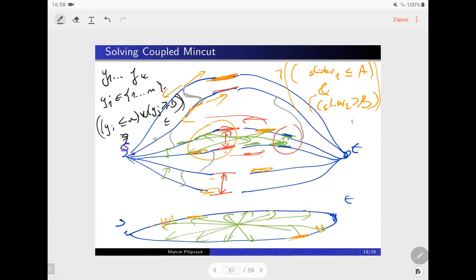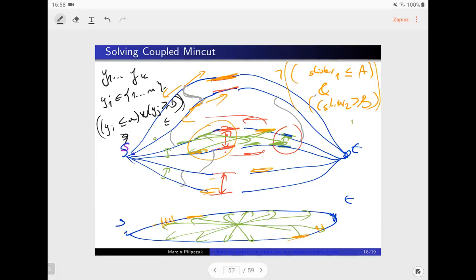This is something very different than the coupled min cut, because the domains are large, and this is actually polynomial time solvable. It's not hard to make it a 2-SAT, and if you know more from the CSP world, you can see that it has the majority polymorphism, so it's quite simple. This is not what I'm talking about.